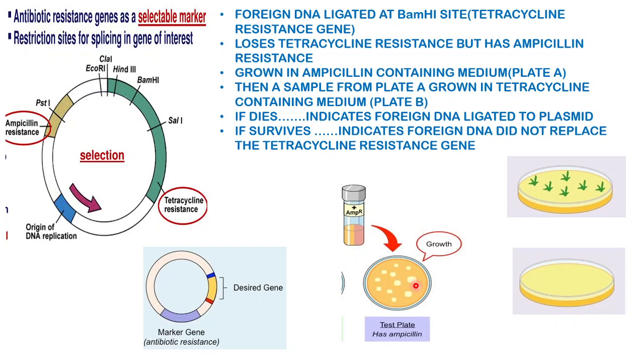So this still remains a non-transformant. So we will eliminate this and then restart with our insertion process. So this is how antibiotic resistance genes can act as selectable markers. In our next lecture, we will learn more about what else can act as markers, and also about other types of vectors.